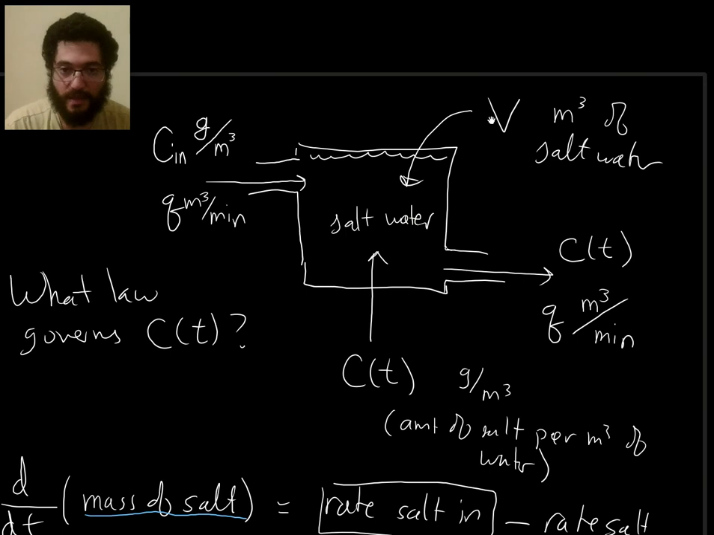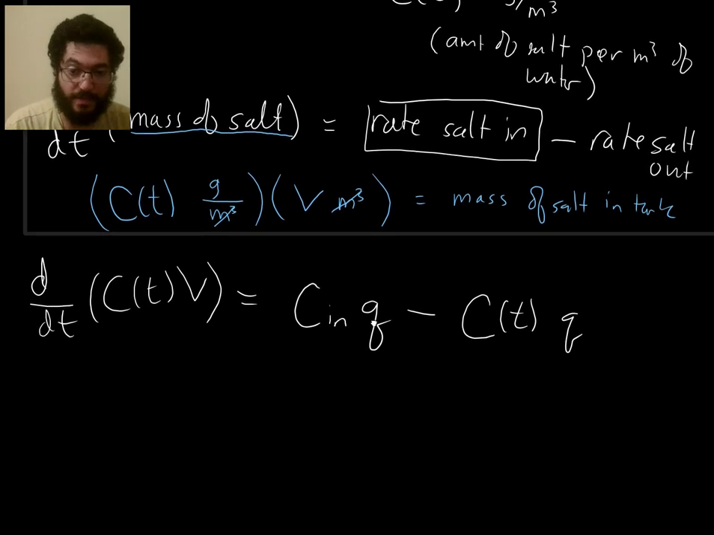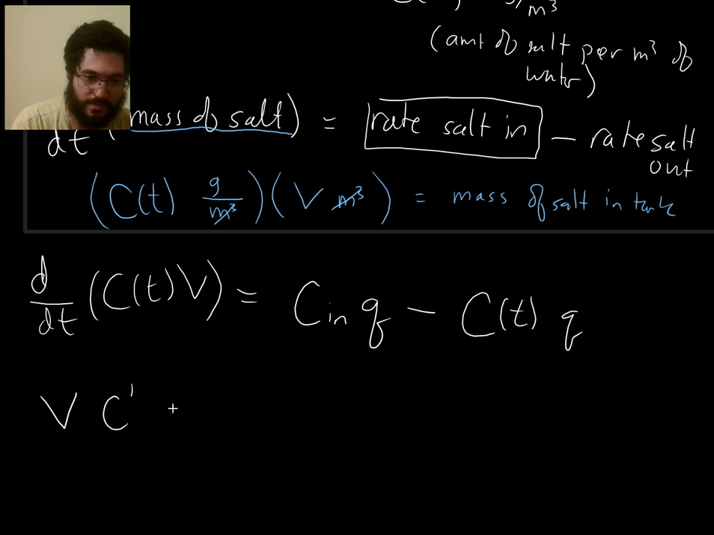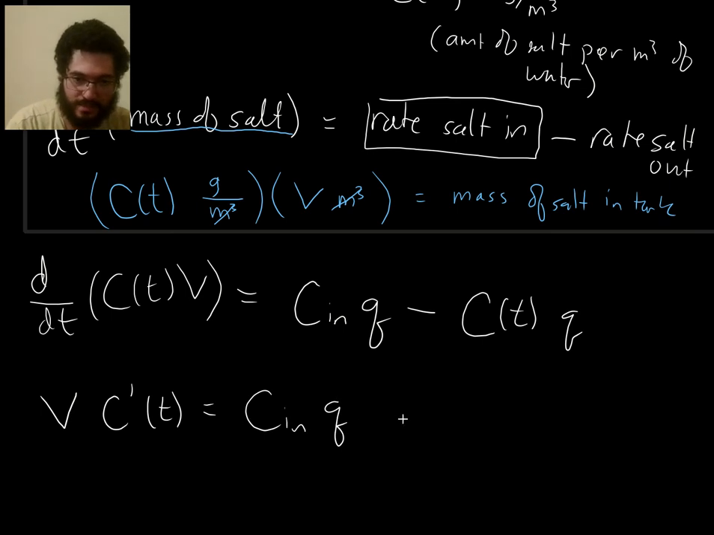If we had not done that, and we may change that at some point later in the course, then V would depend on time. If V depends on time, then you would have to compute this derivative using the product rule. Luckily, V is a constant, so I can just pull it out of the derivative. And here I've got V C prime of T equals C in Q, and these are constants here, minus C of T Q.